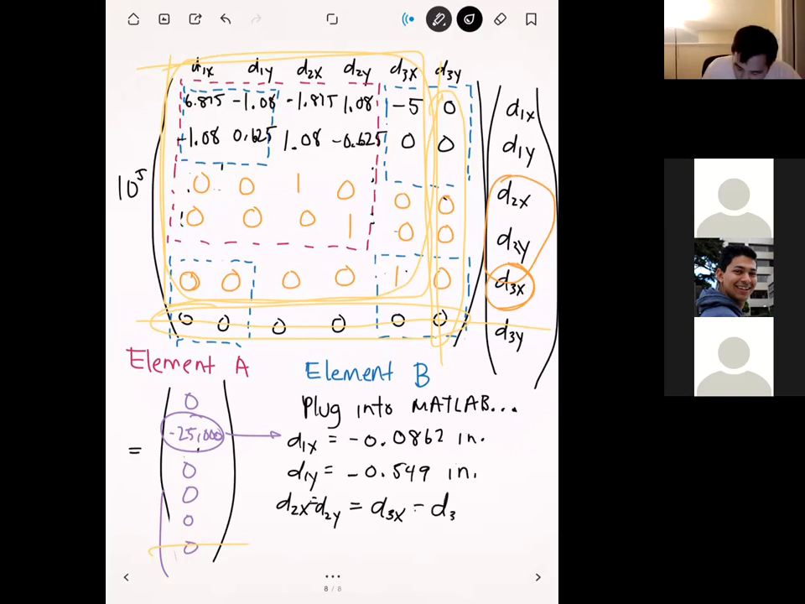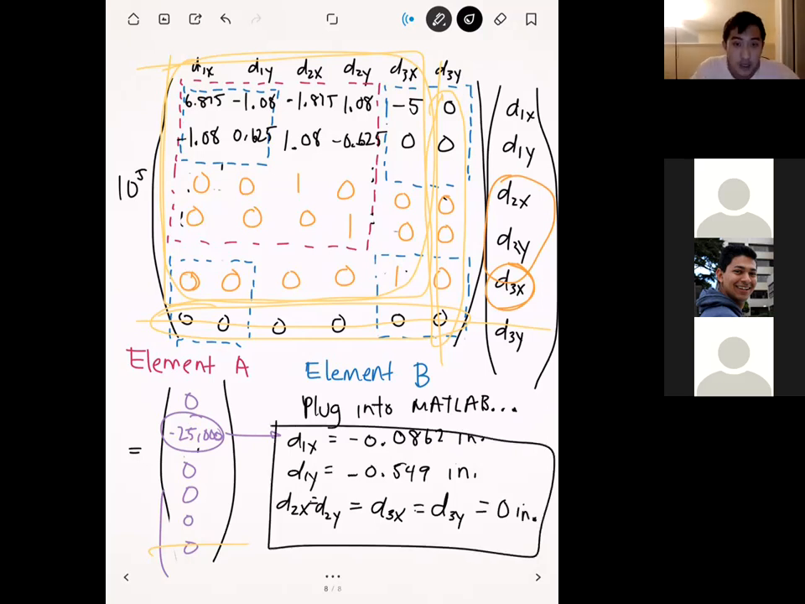So if we're eliminating this column and row, that means that D3y is going to be 0. And so you're going to get 4 of these displacements equal to 0, and only 2 of them are actually not 0. So when you're plugging this into MATLAB, you're just going to ignore the last row and last column. Don't even plug it in. Just make a 5x5 system that has everything without that last column and last row.